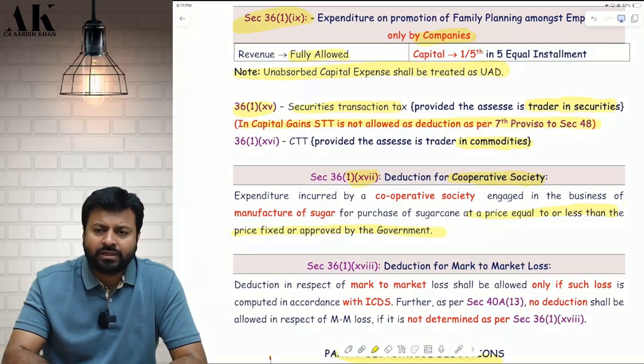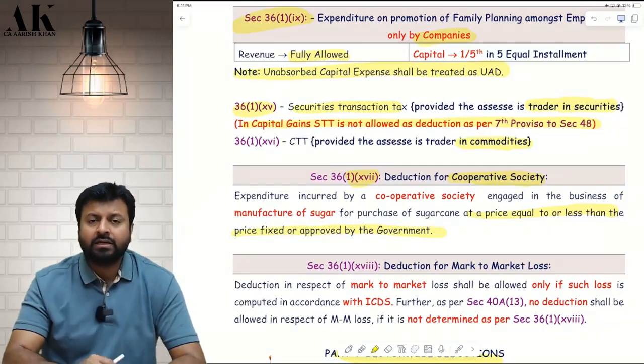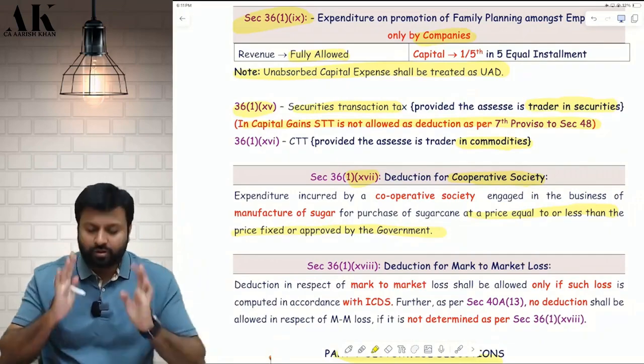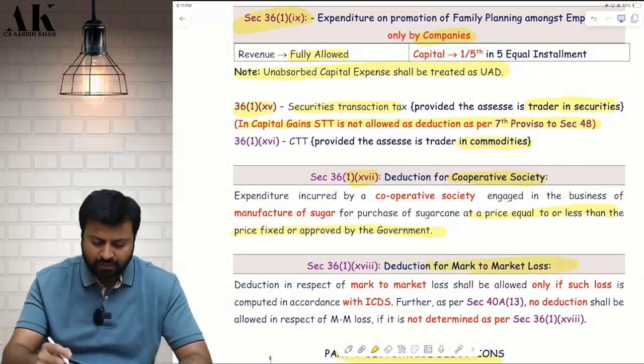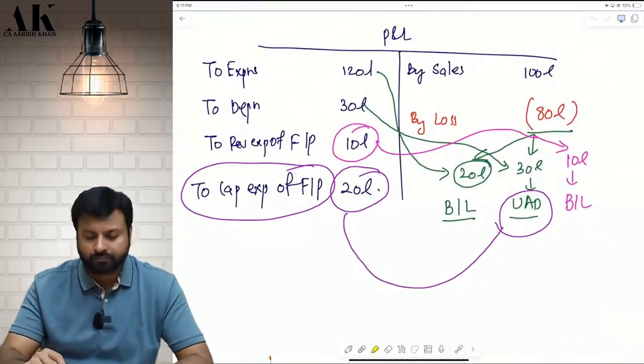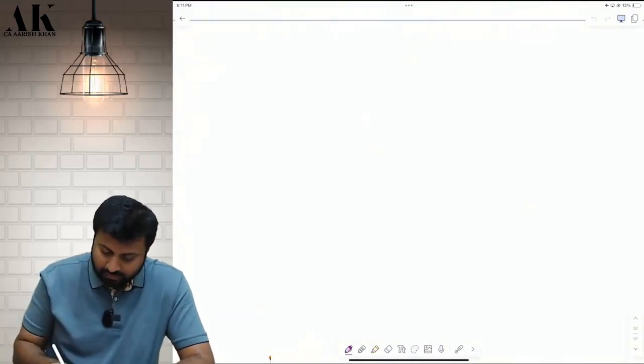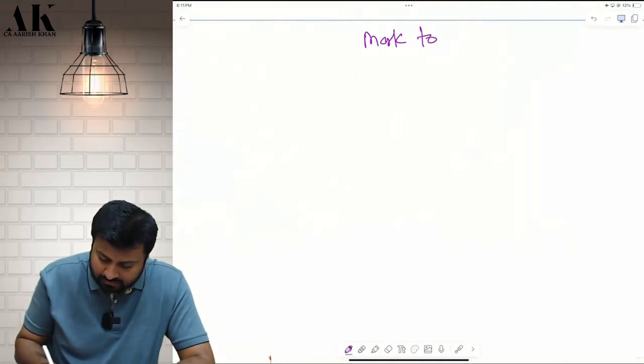And one last deduction over here. After that, we'll move on to sector-wise deduction. One last deduction over here is deduction of mark-to-market loss. Now, what is mark-to-market loss? Let me explain you.